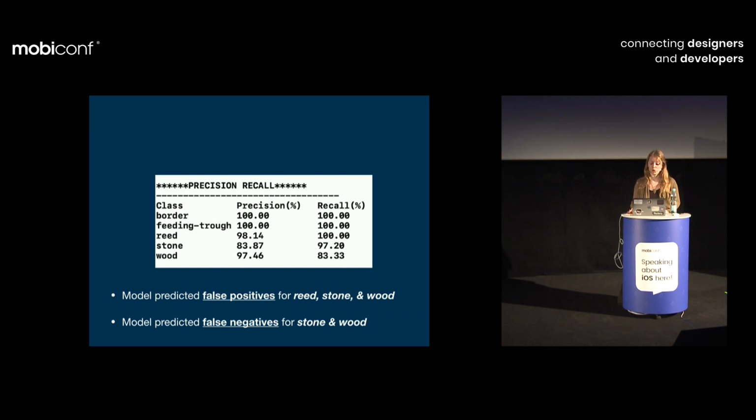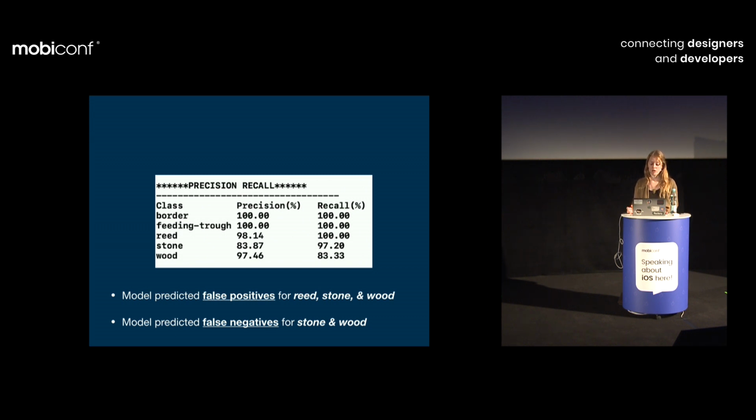Precision and recall were printed in the debug output, and precision describes how effective the model was at applying a label only when appropriate for a given category. So if it was 100%, then the model predictions had no false positives. We can see that that's actually the case for border and feeding trough. The recall, on the other hand, describes how effective the model was at finding all the relevant examples of a category and discovers false negatives.